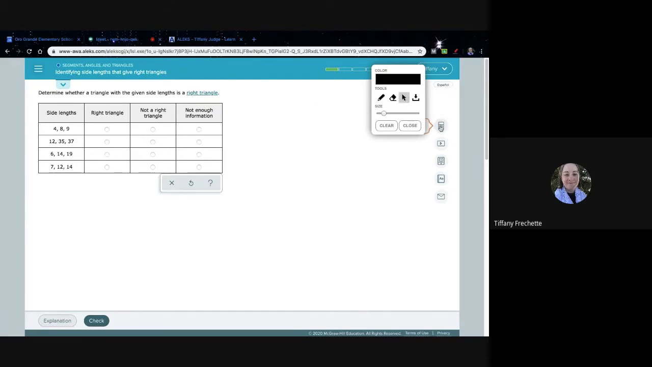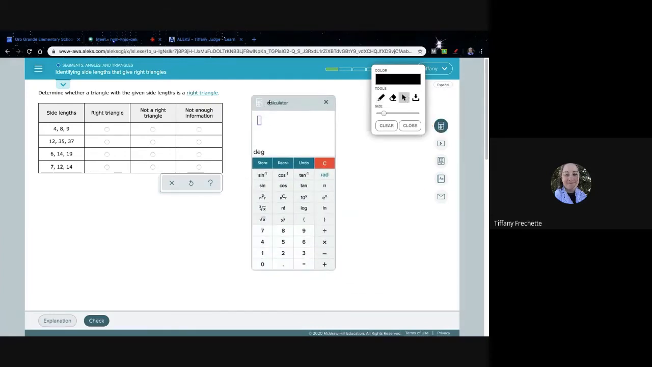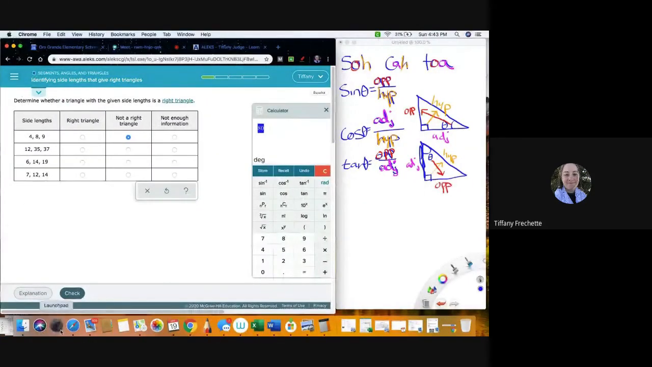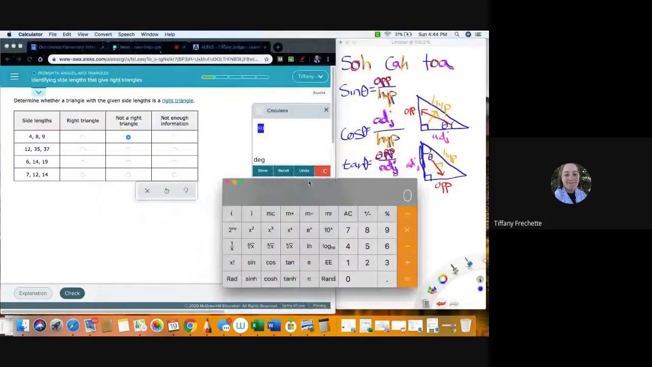So let's do this one on the calculator for this first one. So I have 4 squared plus 8 squared equals 80. And I know 9 squared equals 81. So I'm going to say I need to minimize this one just a little bit. Okay, so now I should be able to grab the calculator.